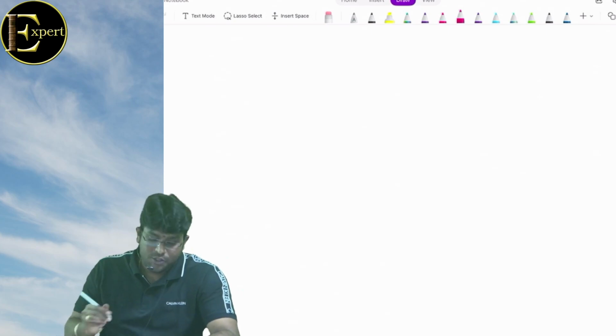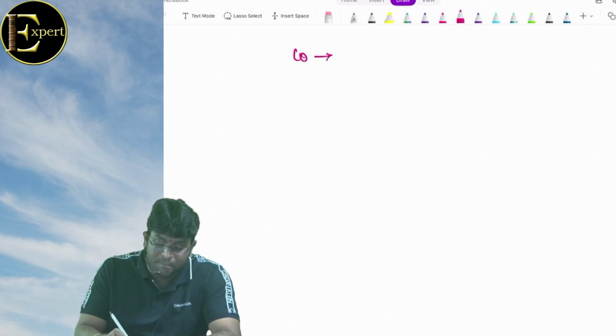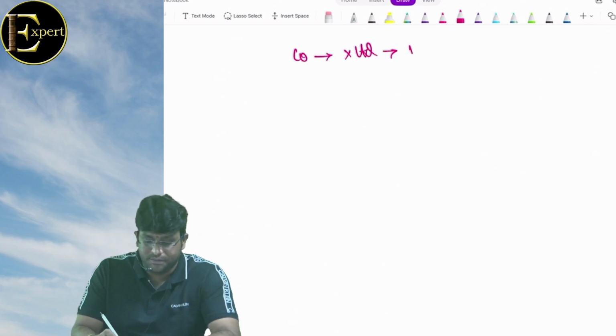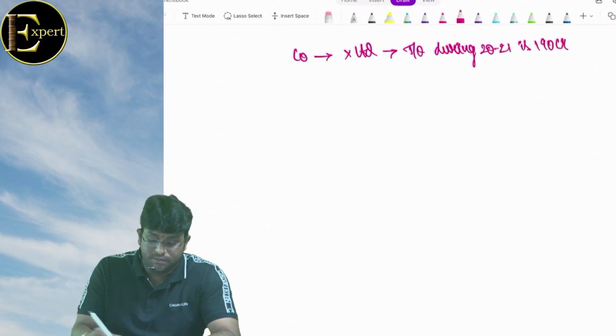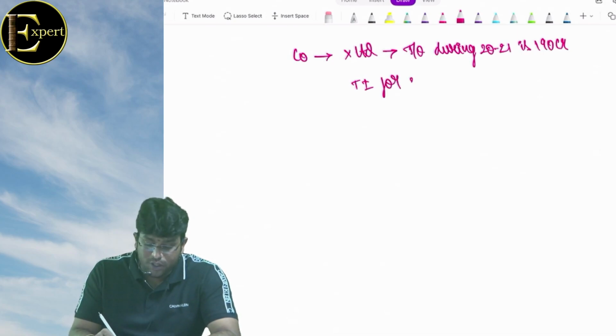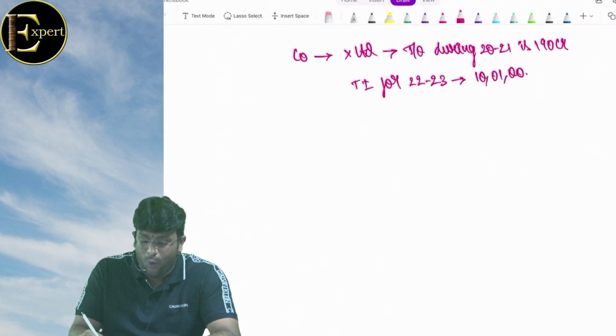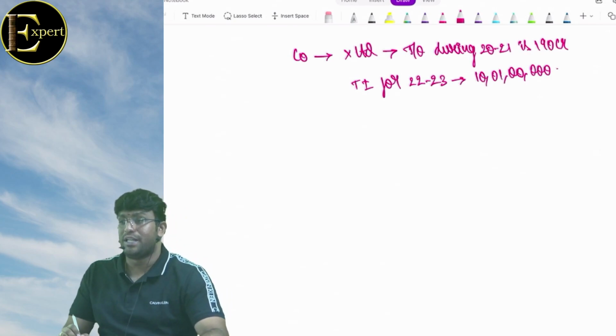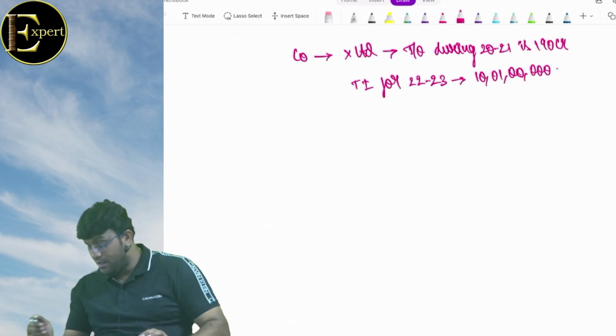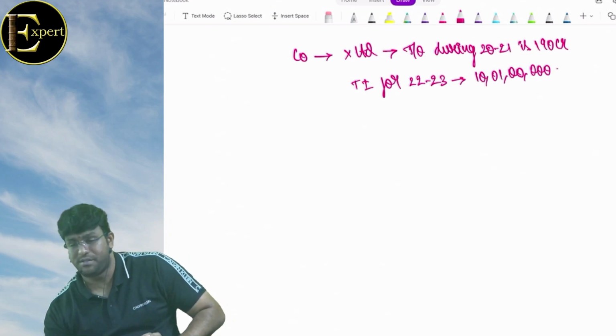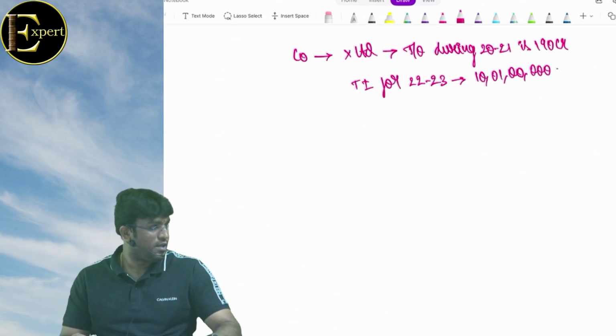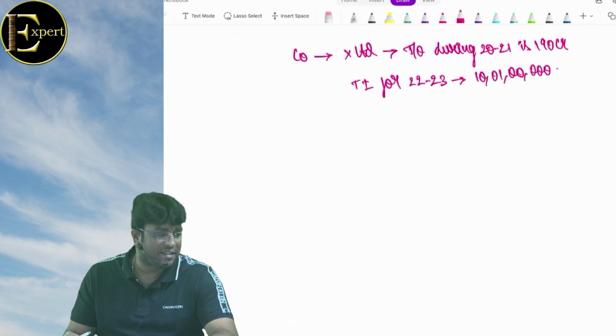Right? So in the exam, let us say there is a company, X Limited, whose turnover during 2021 is 190 crores, and total income for 22-23 is, let us say, 10 crore 1 lakh. How will we calculate the taxes? Tell me, please. If it is 10 crore 1 lakh, how do we get the tax, my dear friends?